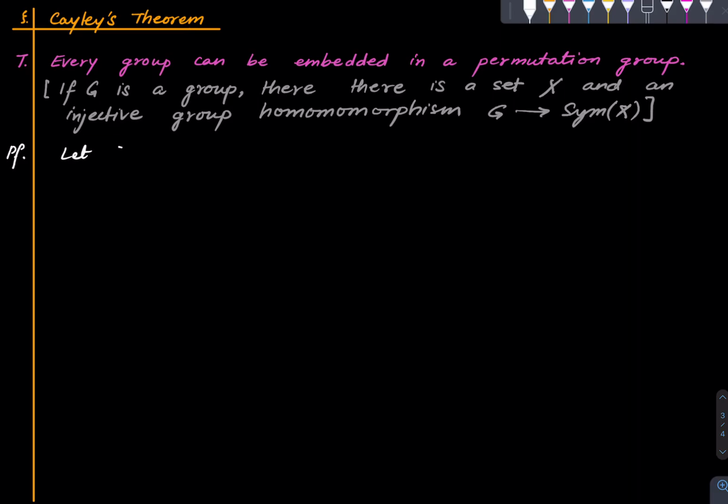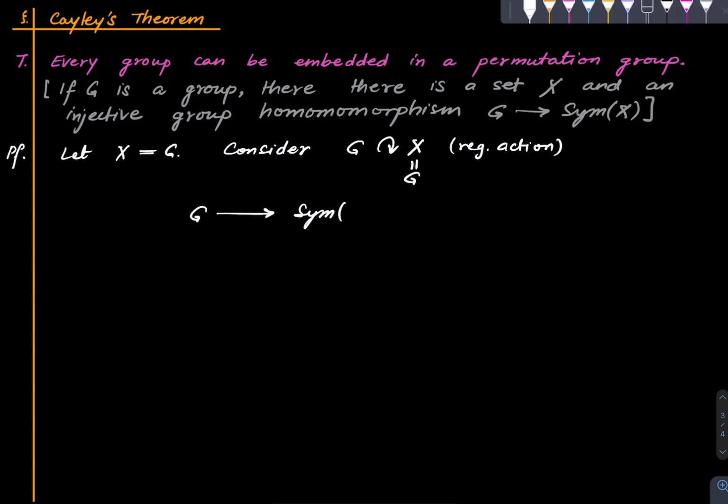Let X equal G, and consider the regular action. And since we have an action of G on G, what we get is a homomorphism from this to Sym X, or let me just write that as Sym G. So we get a group homomorphism from G to that, and we claim that this is injective. So claim: phi is injective.